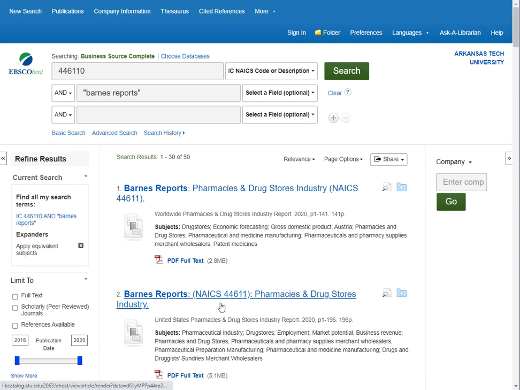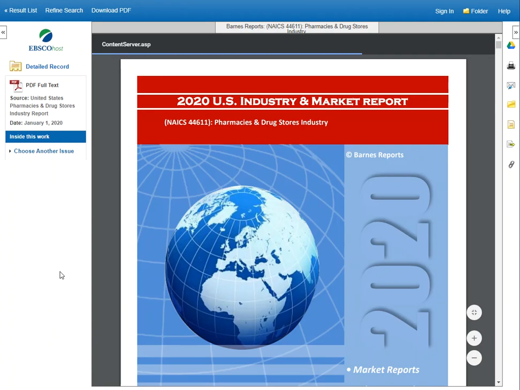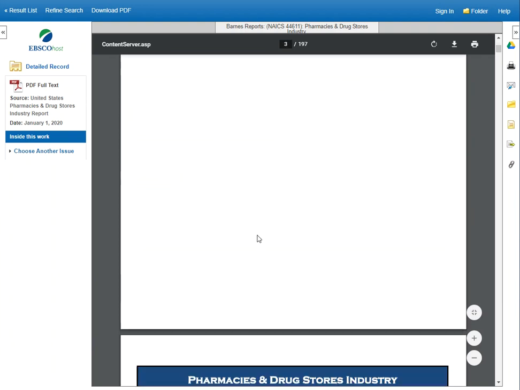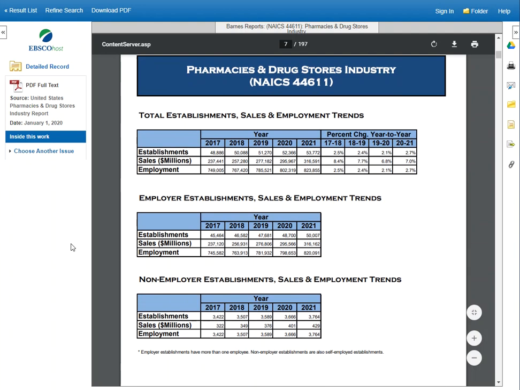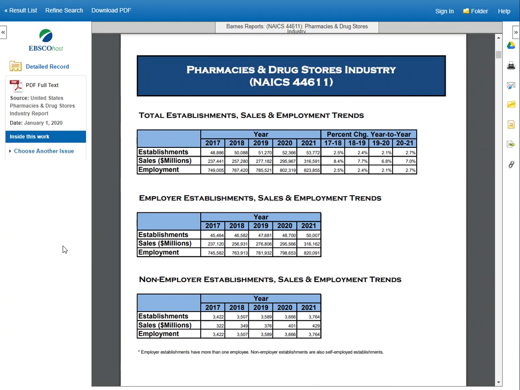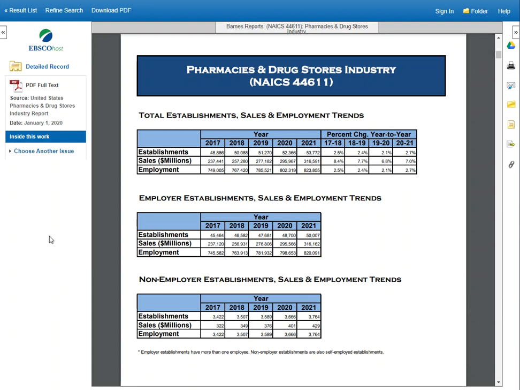But they're both Barnes reports. Okay. And so if we wanted to look at this one, this is the US one. Click on your PDF full text, and there you go. There's the Barnes report for pharmacies and drugstore industry. And you'll notice that it looks just the same. So you can access these reports through either the Business Source Complete or the Business Market Research Collection, either one. And as always, you would then download and post this up into the upload portal on Blackboard. Take care now.